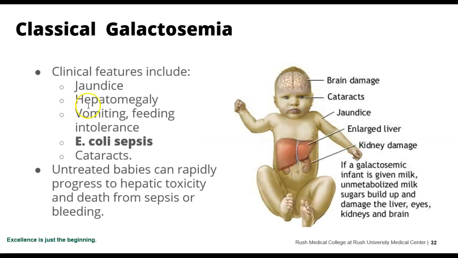The classic presentation of galactosemia includes jaundice, a big liver, vomiting, feeding intolerance, and E. coli sepsis, as well as cataracts. I bolded the E. coli sepsis because this is actually something that can kill these babies very quickly.